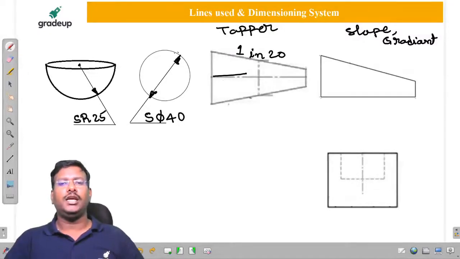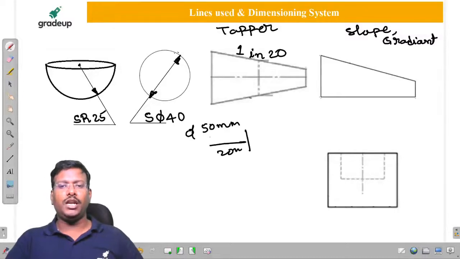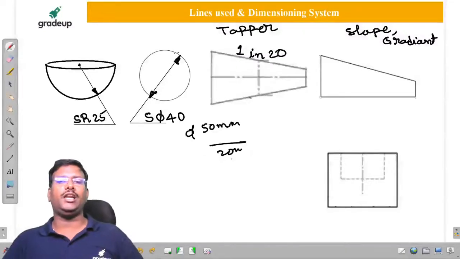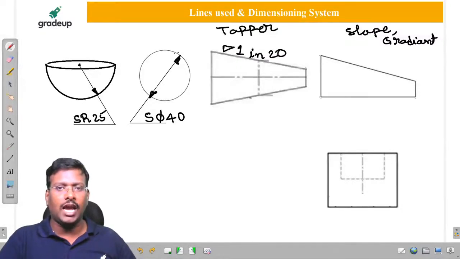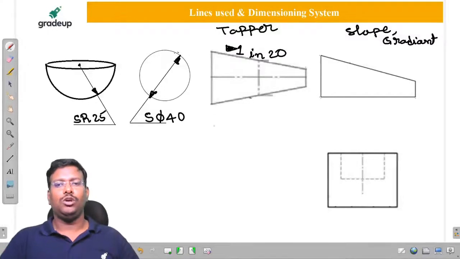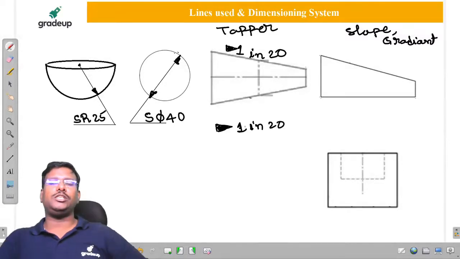Let us consider here the diameter is some. So here the diameter is 50, sir. 50 mm diameter. So if you move 20 mm, the diameter at this section will become 49 mm. So the diameter is going to be reduced at this rate. But how to represent it? We have to show the symbol as an isosceles triangle. Then you have to write this. So if you represent an isosceles triangle like an arrowhead, 1 in 20 is the representation of taper.